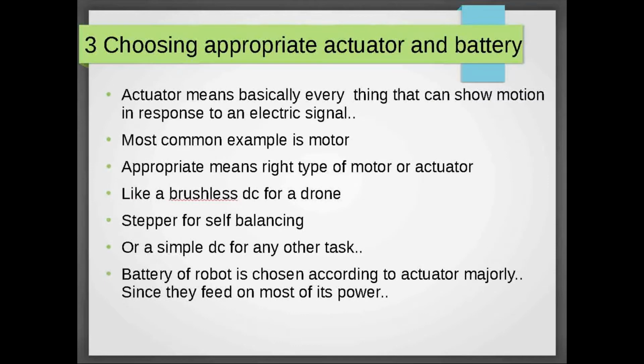Choosing appropriate actuators and battery. Actuators basically means everything that can show motion in response to an electrical signal. Most common example is motor. Appropriate means the right type of motor or actuators. For example, brushless DC is used in drones, stepper for a self-balancing robot, or a simple DC for any other task. Battery of the robot is also chosen according to our actuators because they consume most of its power or energy.